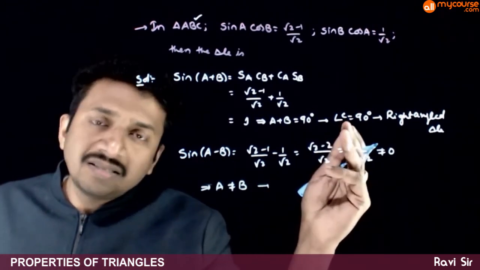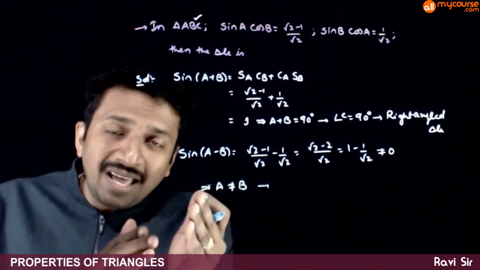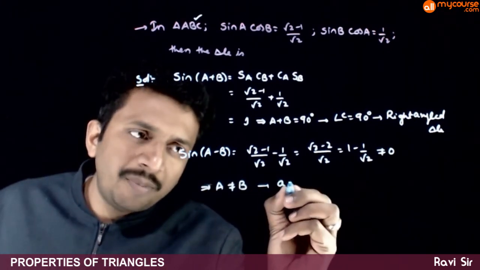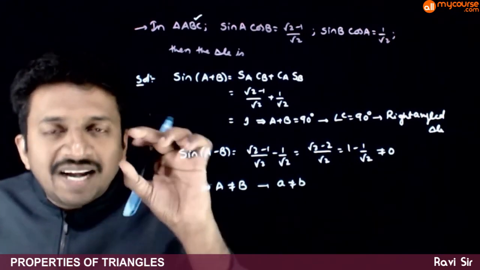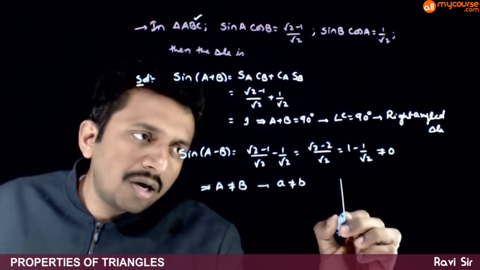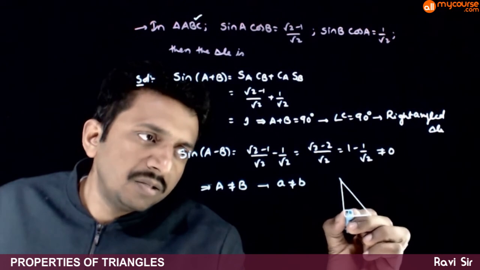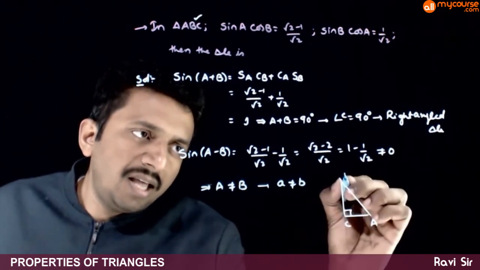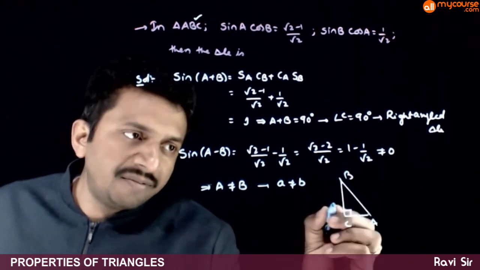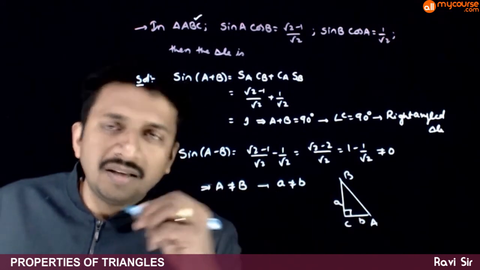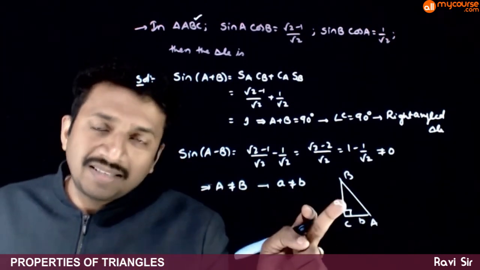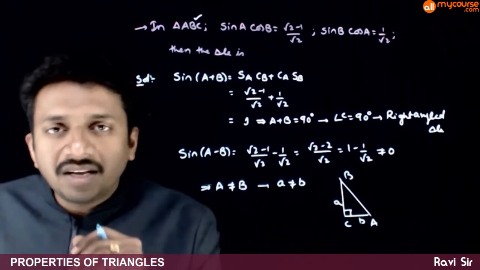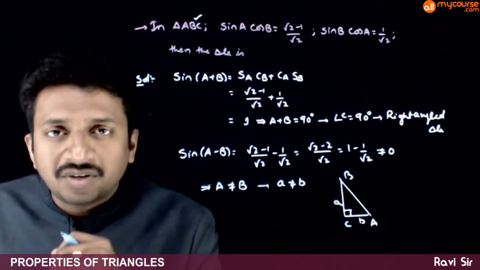Hence angle C is equal to 90 degrees and angle A is not equal to angle B, which implies side A is not equal to side B. The right angled sides are not equal. So C is 90, angle A and angle B are different, so sides A and B are different from one another. Hence I say that this is just a right angle triangle, not an isosceles right angle triangle.